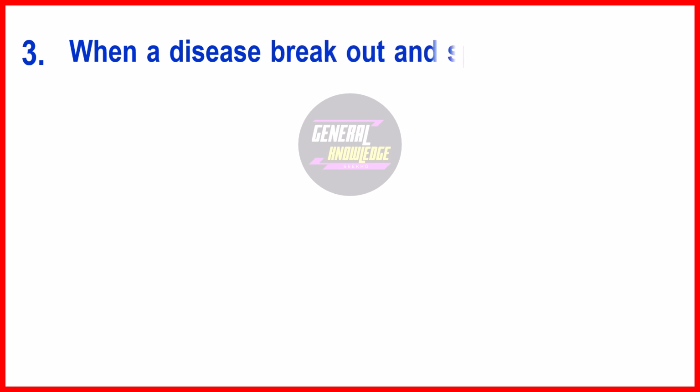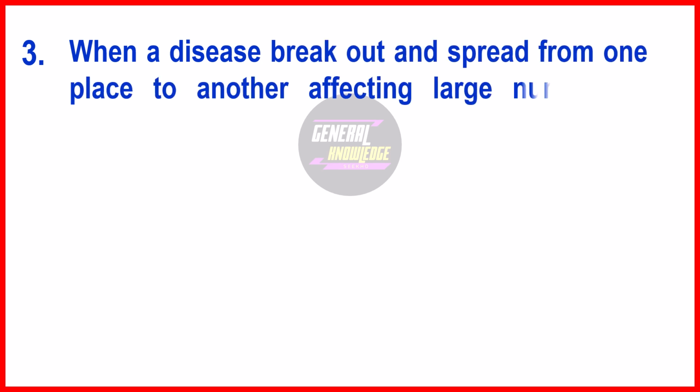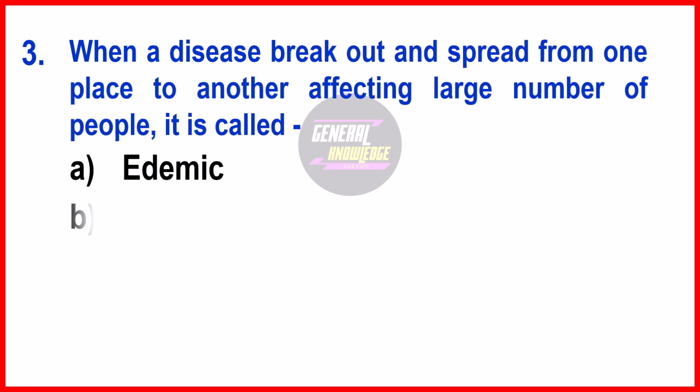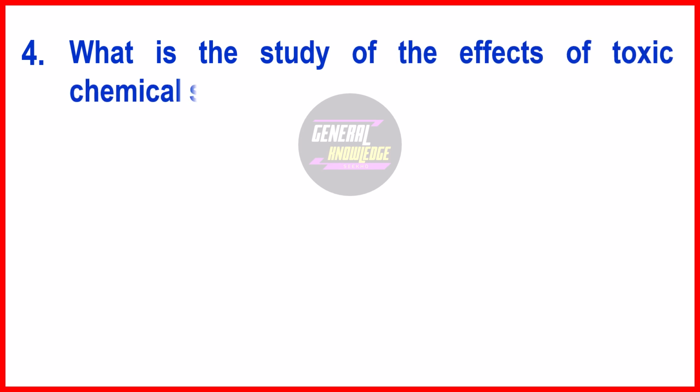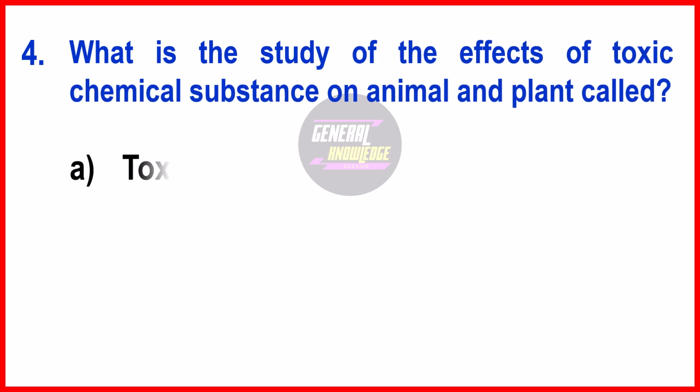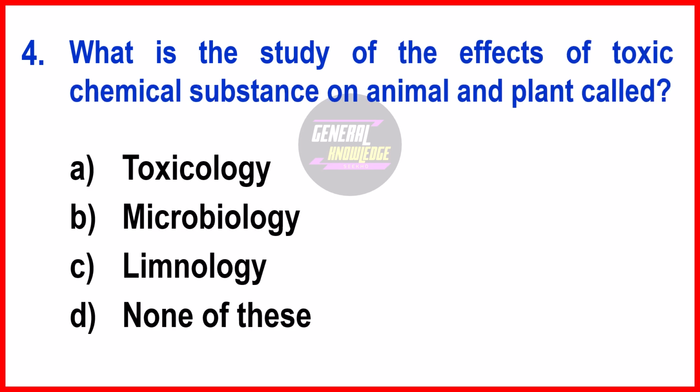Question number 3. When a disease breaks out and spread from one place to another, affecting large number of people, it is called. The right answer is option B, epidemic. Question number 4. What is the study of the effects of toxic chemical substance on animal and plant called? The right answer is option A, toxicology.